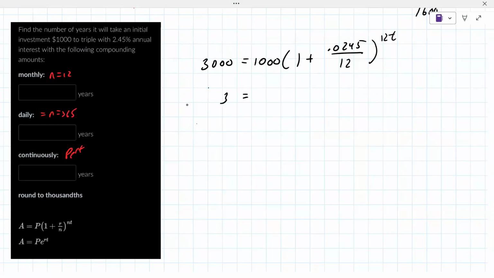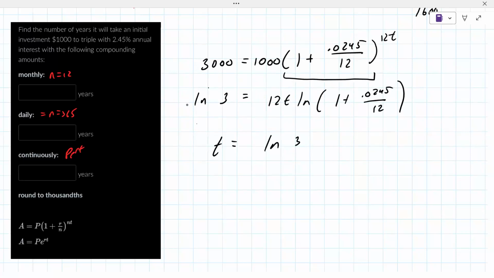It ends up being 3, whatever this thing is. And you can put that in the calculator if you want. You can wait till the end. You end up taking the natural log of both sides. So you get 12t times the natural log of this 1 plus 0.0245 over 12. So t ends up equaling the natural log of 3 over 12 times the natural log of 1 plus 0.0245 over 12, like that. And that goes into the calculator.